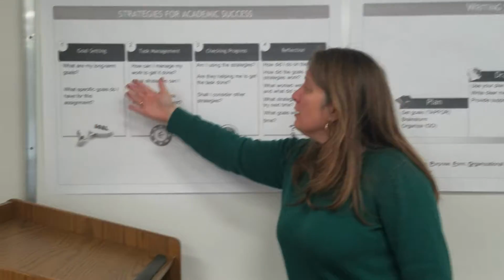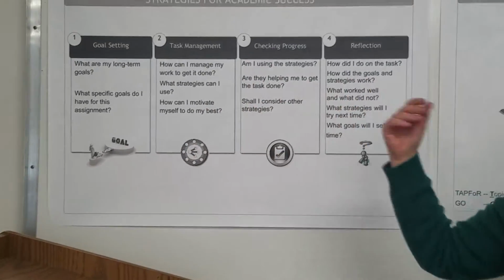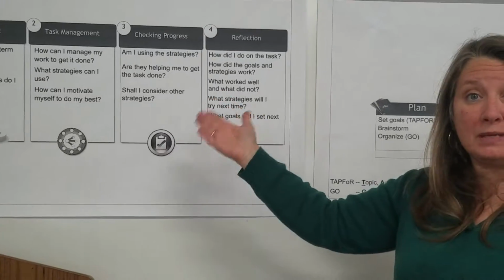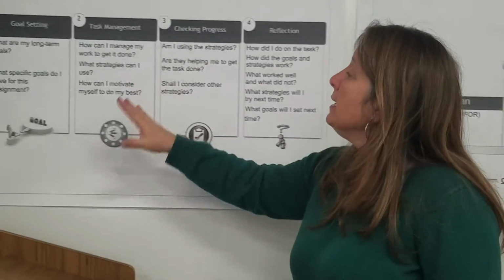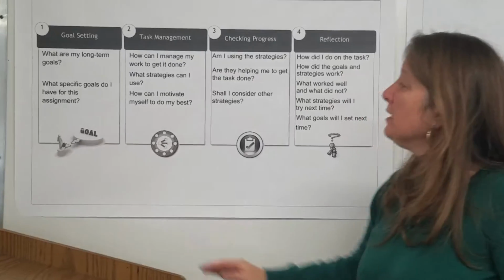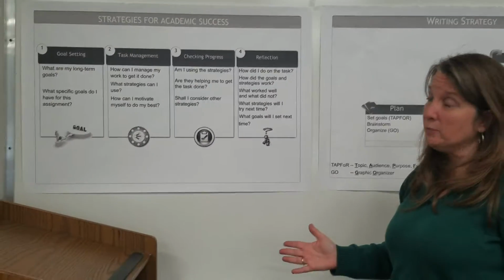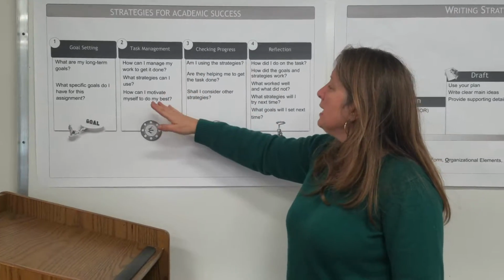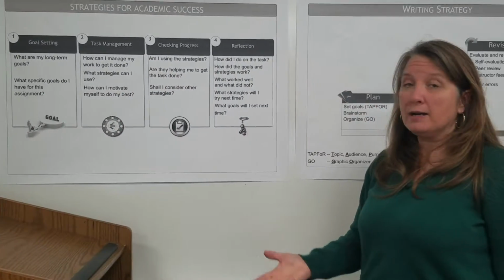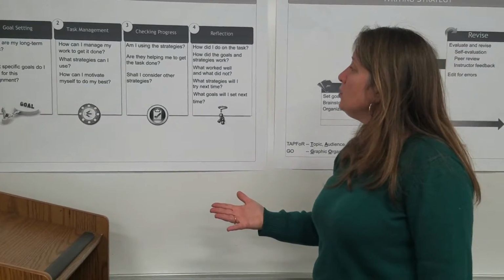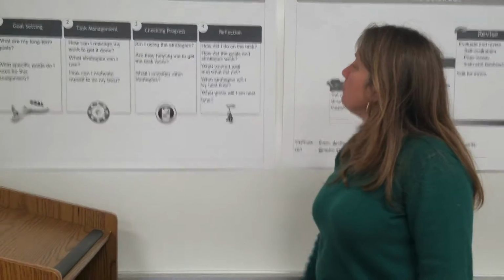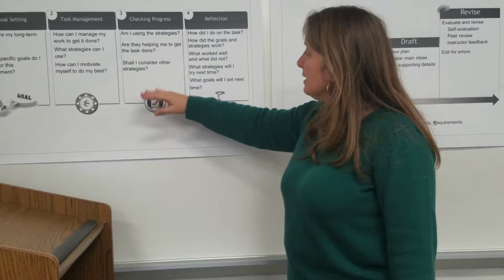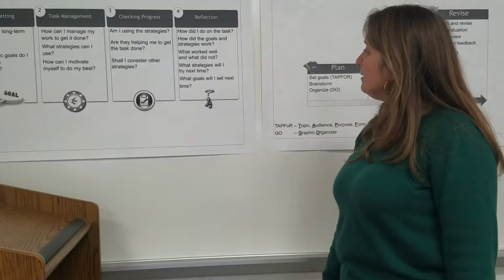So first of all, we have to look at our goal setting. What's your long-term goal? It is probably to pass this class, or it could be also to be a better writer and to get better grades. So what specific goals do you have for this particular assignment? Well, you obviously want to write a procedural essay. So how can you get this done? What strategies are you going to use, and how can you motivate yourself? A couple of ways. You're asking yourself these questions. What strategies are we going to use to help us get through, and are they going to help me get it done, and shall I consider other strategies?